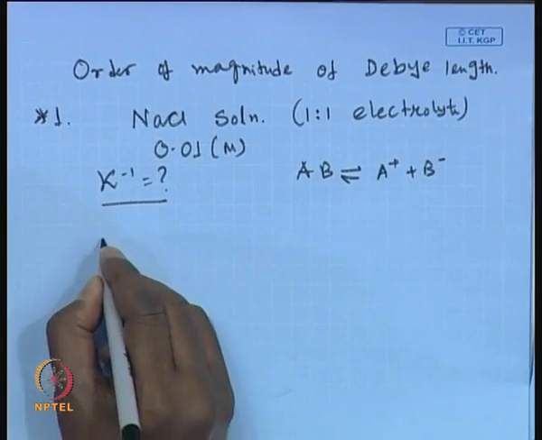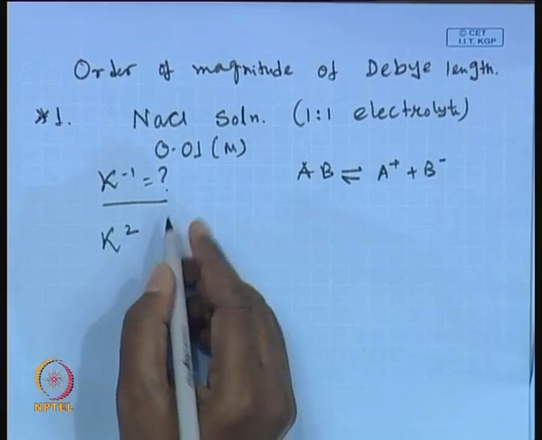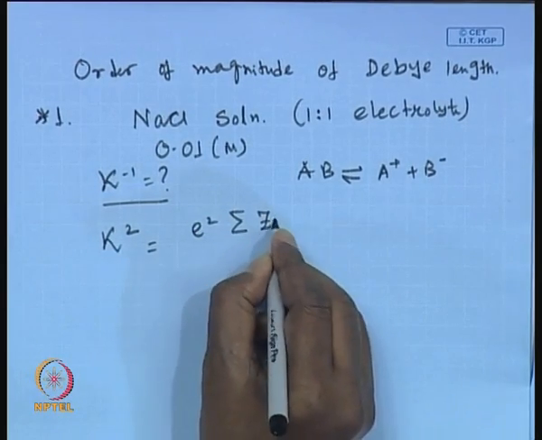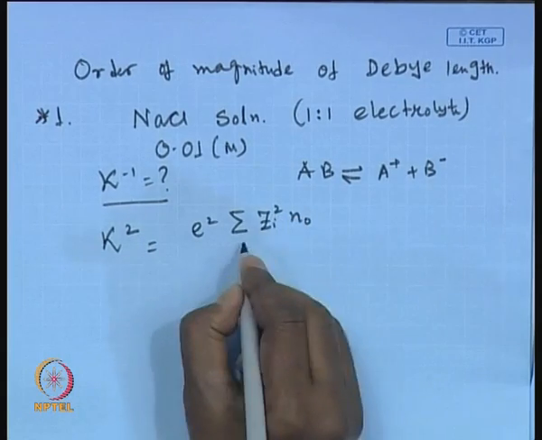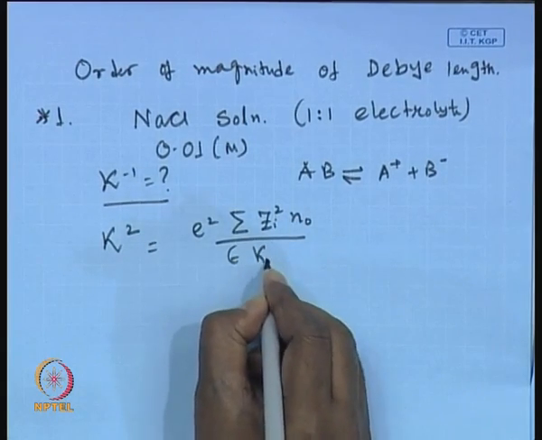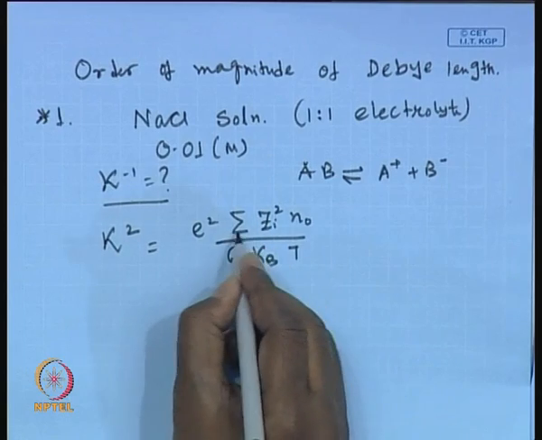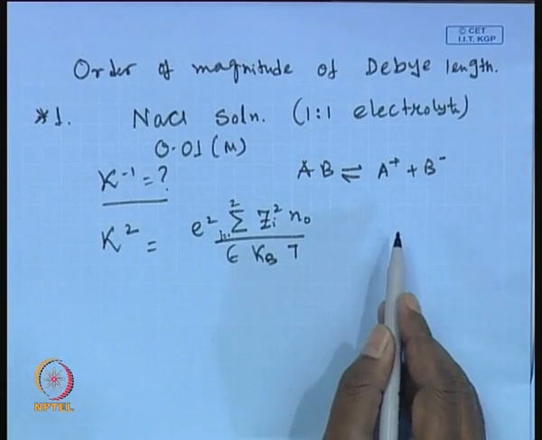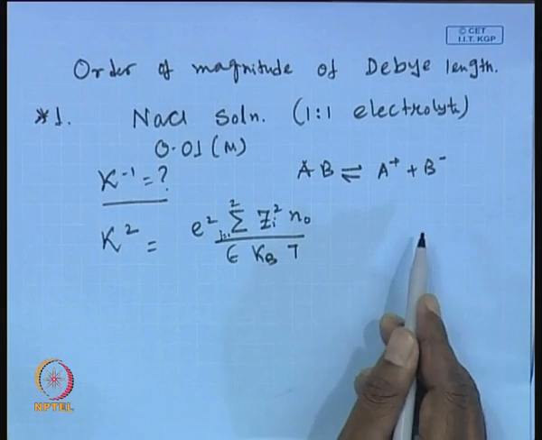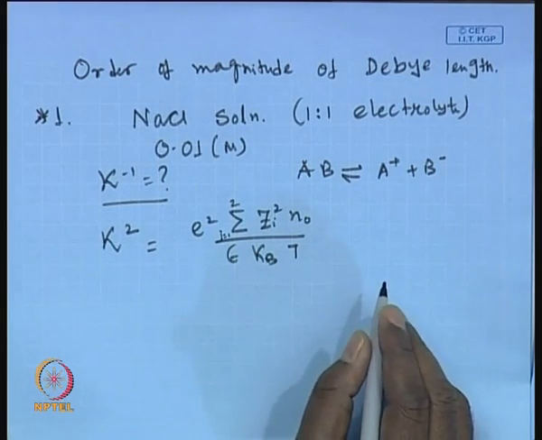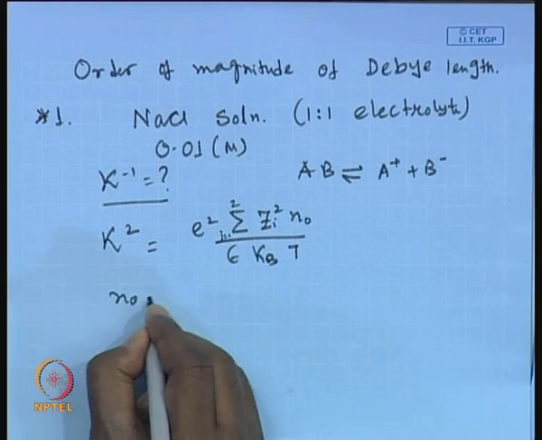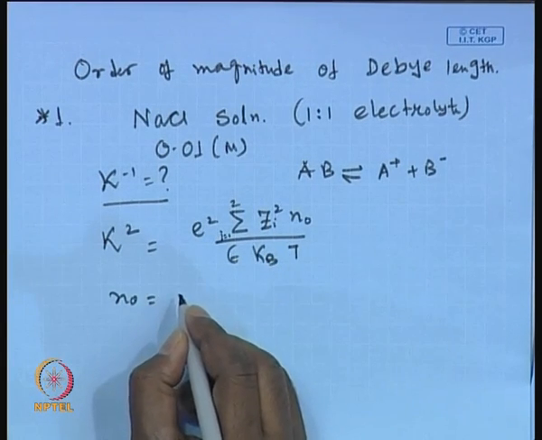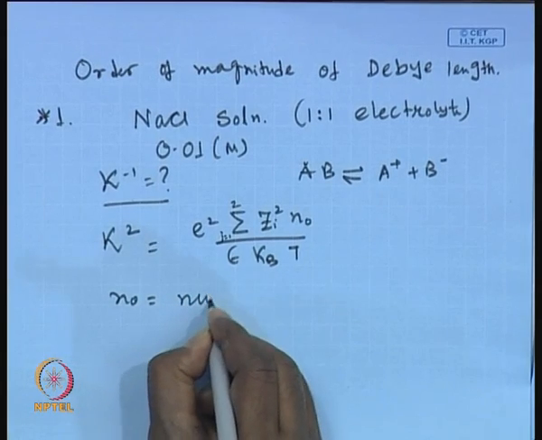Now, if you look into the expression of kappa square, this becomes e square summation z i square e square n naught divided by epsilon kB T, where this summation is over the ionic species. There are two ionic species here, one is the cation and another is the anion, that is the chloride ion. So, what is n naught? n naught is basically the number concentration of the ions, right.